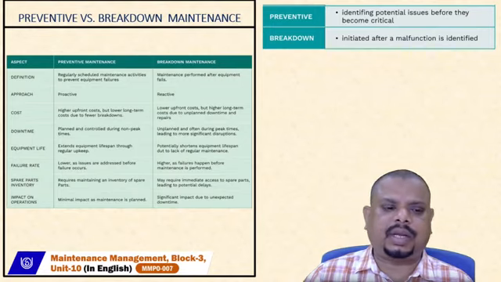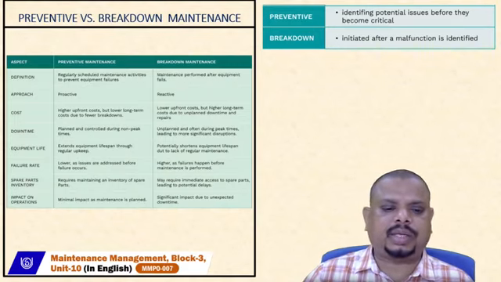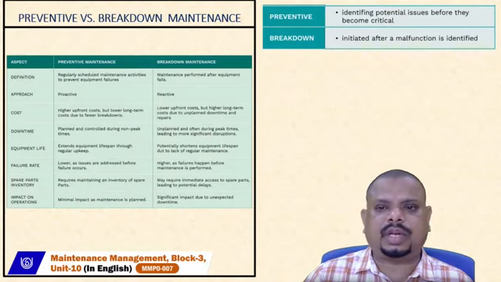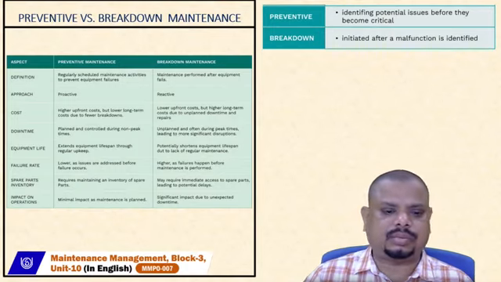Preventive maintenance needs maintaining an inventory of spare parts, but in case of breakdown maintenance, it may require immediate access to spare parts, leading to potential delays. So if the spare parts are not readily available, in that case the maintenance has to go for a large amount of lead time, which provides potential delay in maintenance management.